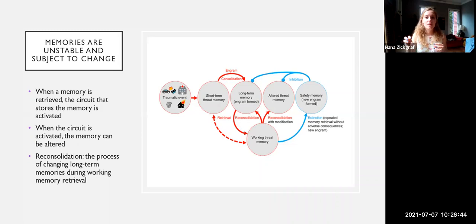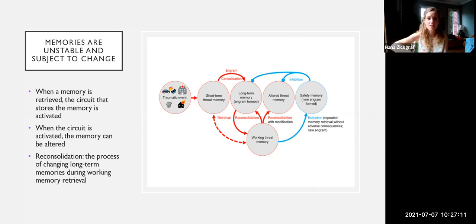And in fact, when the node that stores a memory is activated, it becomes unstable and subject to change. When neurons are actively firing, this means that they're more likely to form new connections. They may prune receptors, or they may express new receptors. So neural activation of a memory node makes that memory node unstable and subject to change and alteration. And this is a normal part of memory.